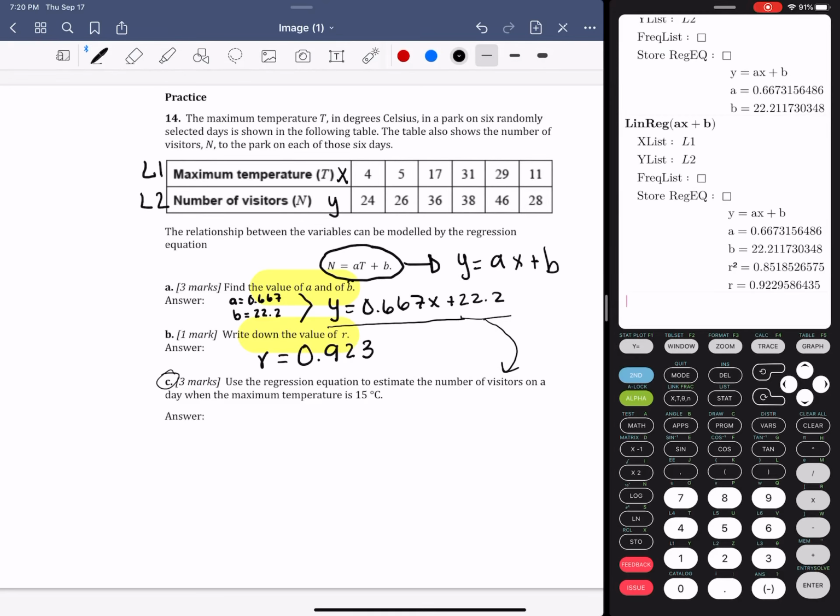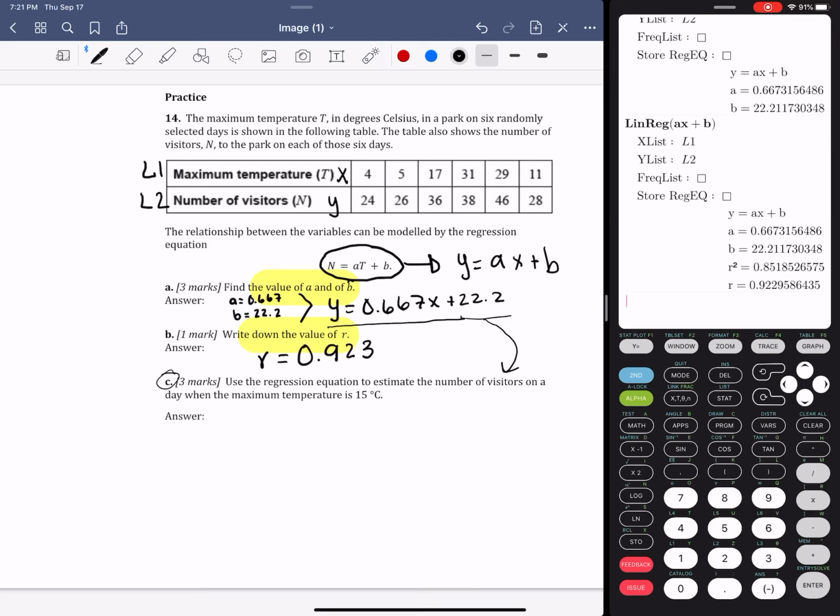Hi everyone, I am back and now it's for the last question. I'm going to show you how to do this by hand and by using your calculator. So part C is asking you, use the regression equation to estimate the number of visitors on a day when the maximum temperature is 15 Celsius.